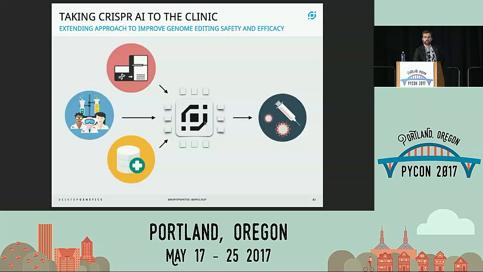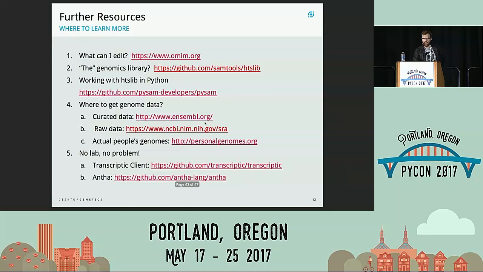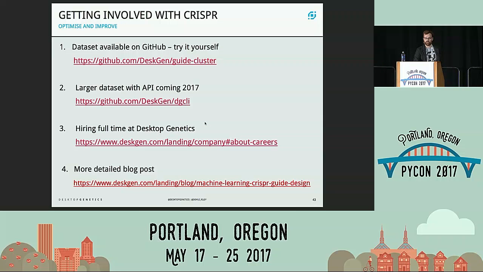So going forward, CRISPR is moving into the clinic. There are a number of companies pushing this into clinical trials later this year. There are a couple resources I recommend you check out, including the PySam library, which wraps HTSlib, the genomics library for all of this work, if you're interested in getting involved. There's also a number of places you can go to get access to actual genome data yourself to check it out. And with that, I would be happy to take any questions.